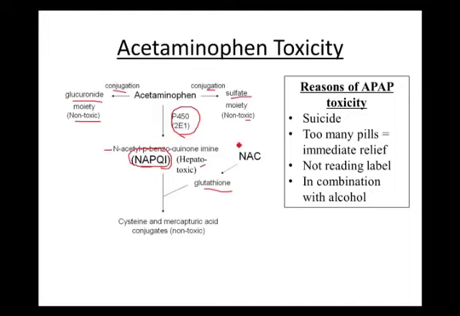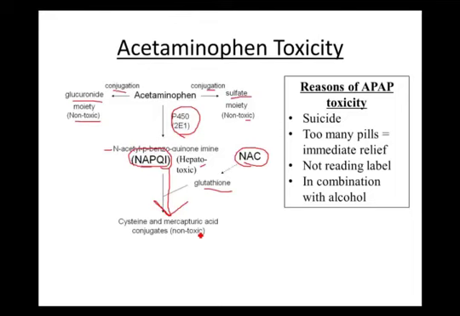One of the ways we can alleviate that is we can supply N-acetylcysteine, which is NAC, and that is a glutathione stimulator, which can drive the detoxification of NAPQI into its cysteine conjugates. Okay, but this assumes one thing: that you know the patient took acetaminophen at high doses, right?